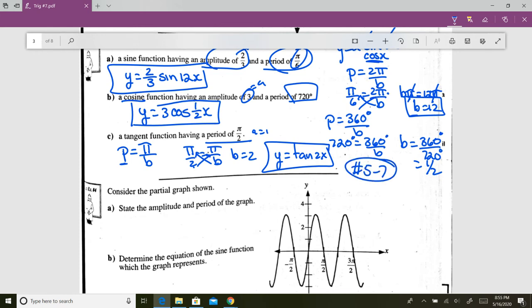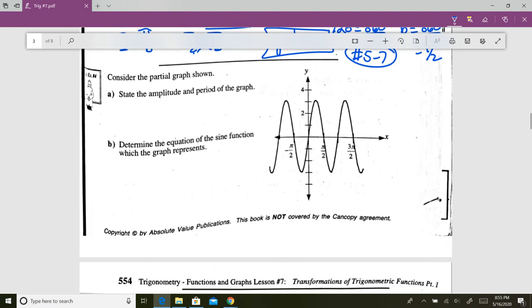Questions 5 to 7, please, people. And then there's just 2 more left in this lesson. Very quick lesson. All right, so the next step is they give us a graph. We have to figure out the equation. All right.